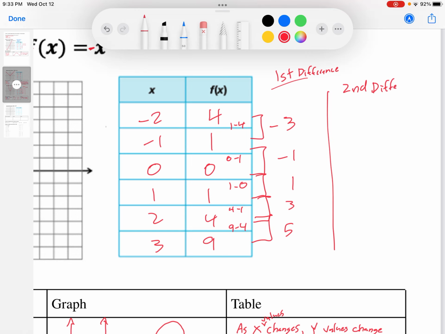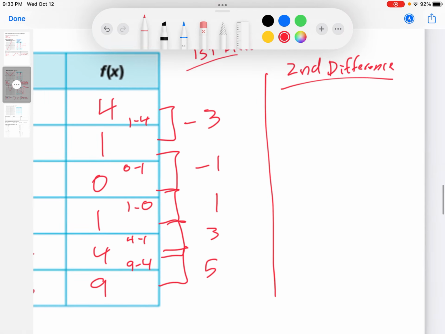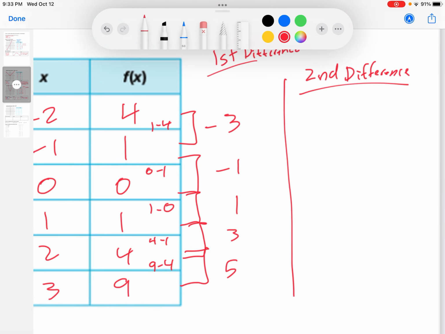And the second difference is the difference of the differences, which is a really wacky thing. So what would the difference of the differences be? Well, just like we did a second ago, take a number. For example, take -1 and subtract the number before it. So -1 minus -3. The double negative becomes positive and you have a difference of 2.